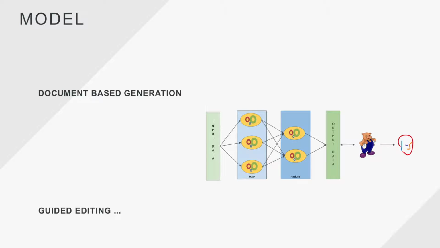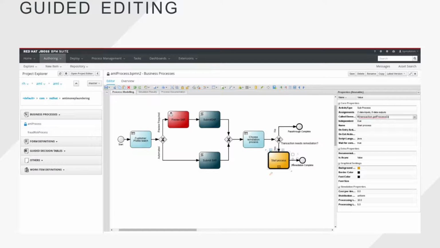So we saw our document-based generation. If we look at our guided editing environment, this is just a snapshot of the workbench from BPM Suite. You'll hear us use BRMS and BPMS often interchangeably. Often it's just BXMS. Ultimately, it's the same technology under the covers. And what you get is this environment known as Business Central, where you can author either your process assets or your rules assets, in a number of different formats.